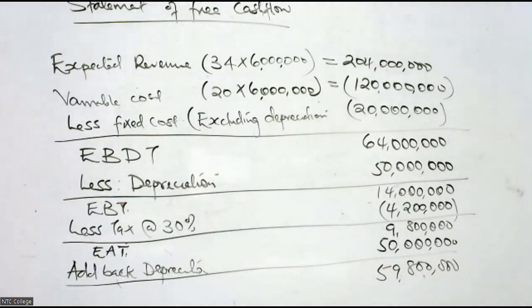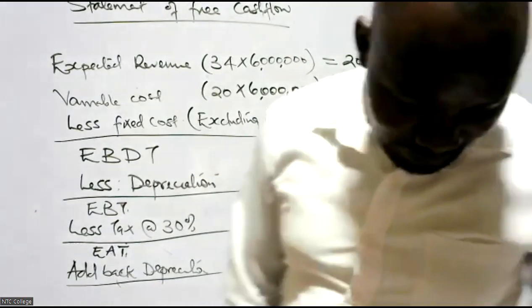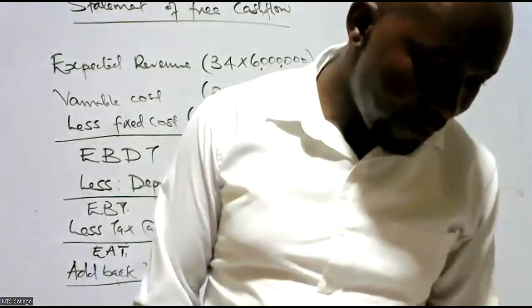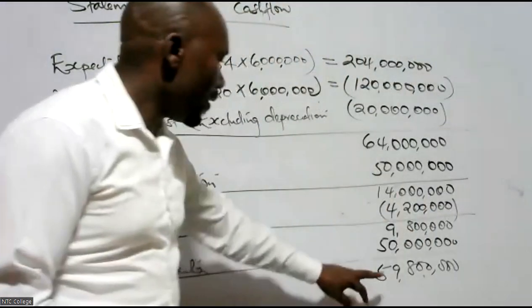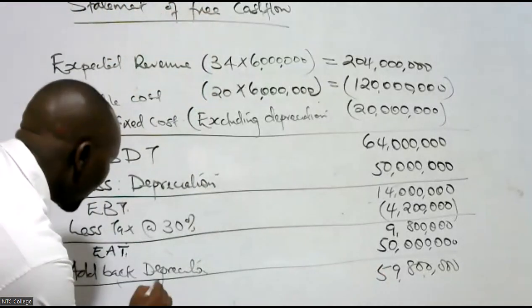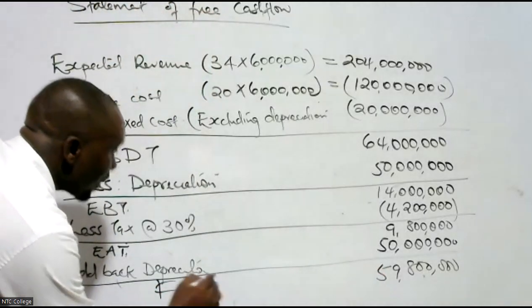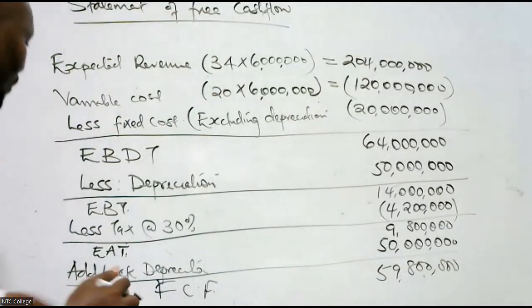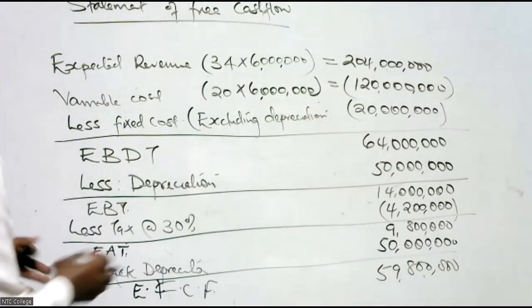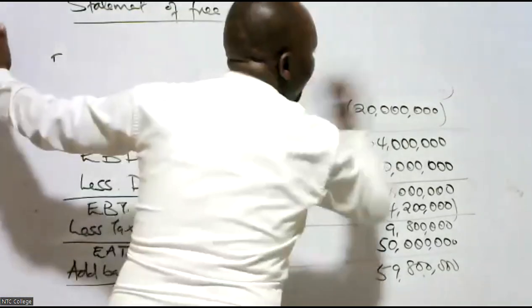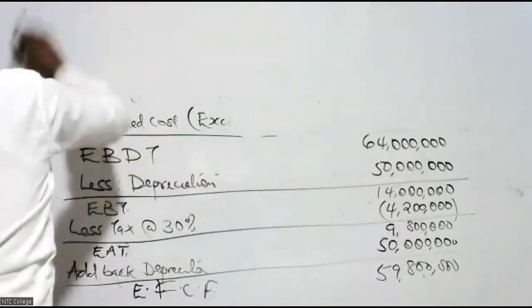Let's do it very fast. I think LM is about to start. Now that is our cash flow. So if it is our cash flow, this is now the free cash flow, which we call expected free cash flow. Let's do it very fast.